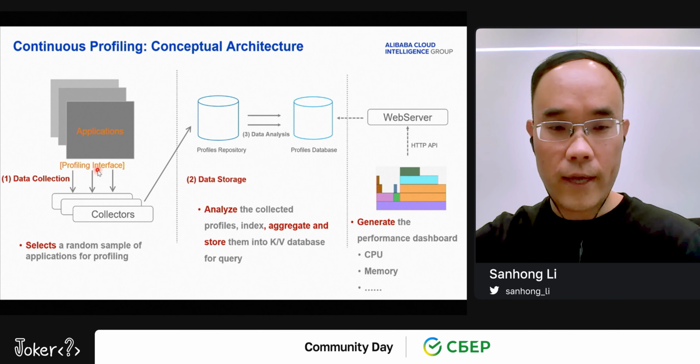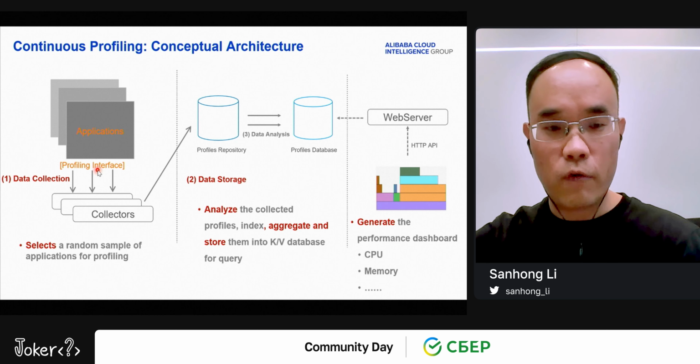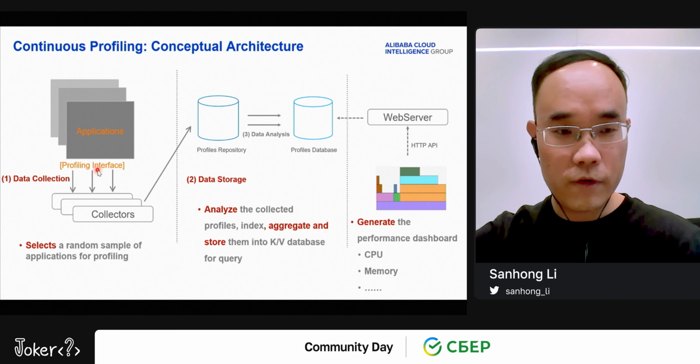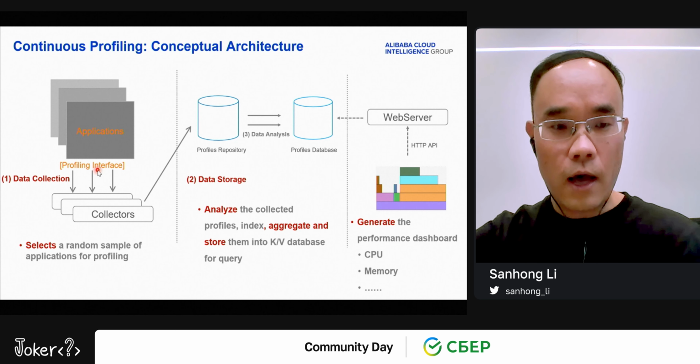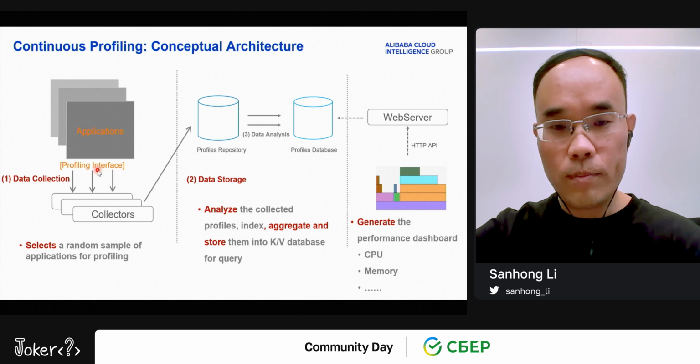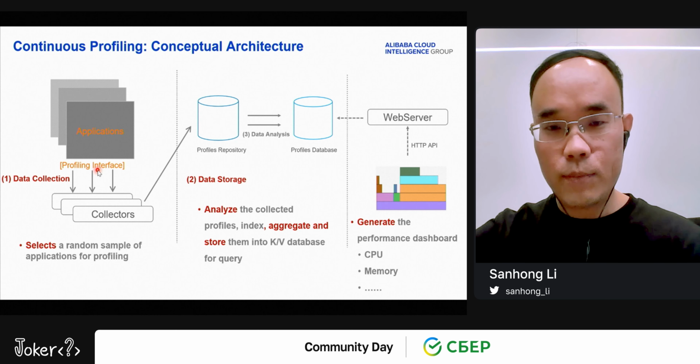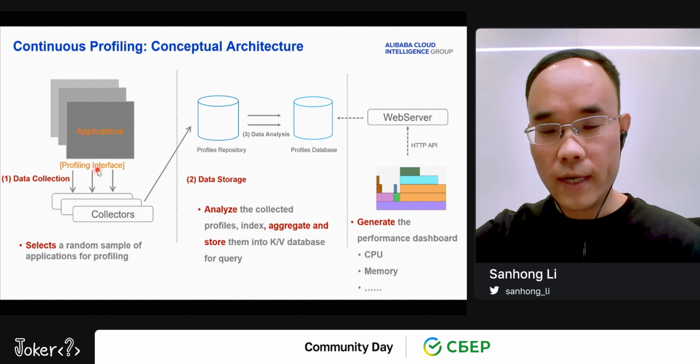As I mentioned in previous slides, continuous profiling is based on sampling. So we generally just select a random sample of applications for profiling. I think this is the first step, data collection. After data collection, the data will be stored, and then in step 2, we need to analyze the collected profiles, do some aggregation, and then store them into the database for query.